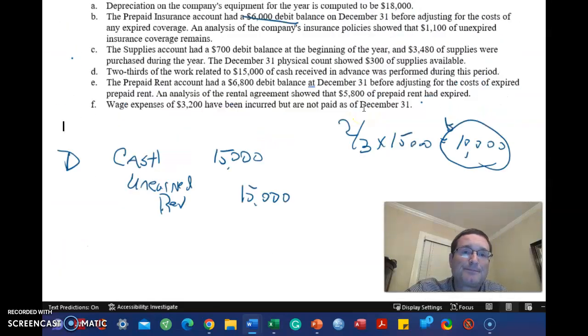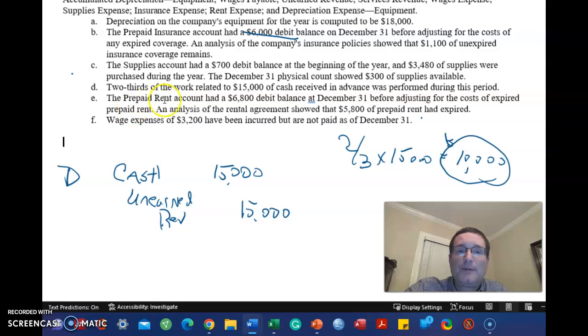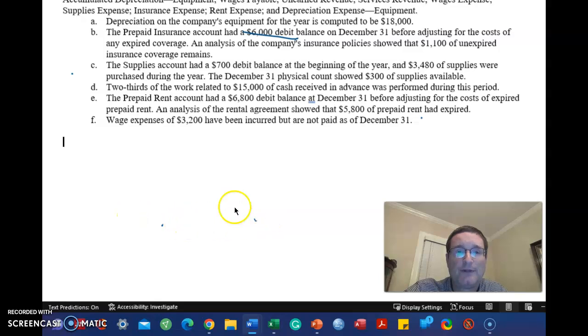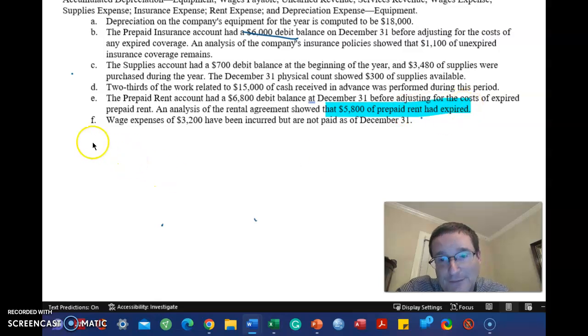That's D. E. Prepaid rent has a $6,800 debit balance. I'm going to erase while I read if I can. On December 31st, before adjusting for the cost of expired prepaid rent, an analysis of the rental agreement showed that $5,800 of prepaid rent had expired. Y'all, I don't know about y'all, but I love it. They did the math for us. There's nothing to do. I like it.